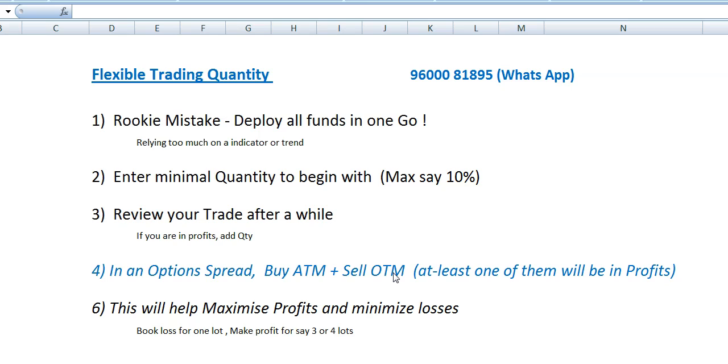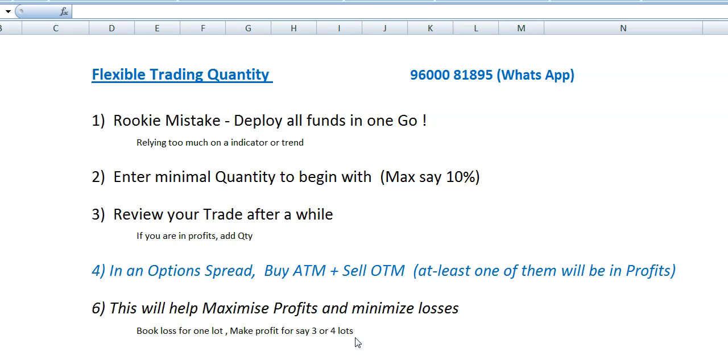When you book a loss, you'll be booking loss only for one lot, while when things are going good for you, you're actually making profits on, say, 3 or 4 or 5 lots. So this is one way that will help you maximize the profits and minimize the losses.